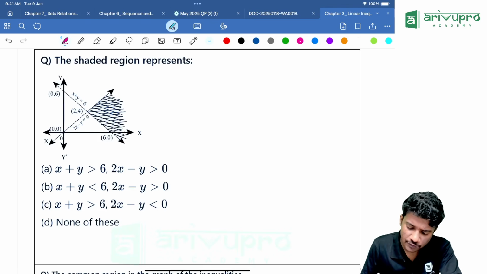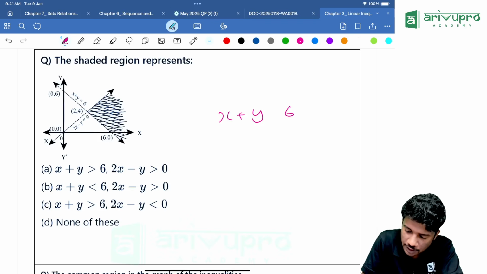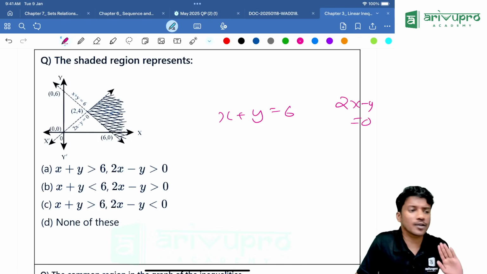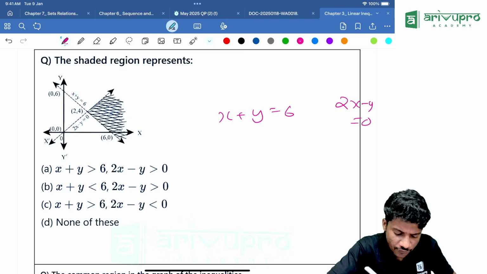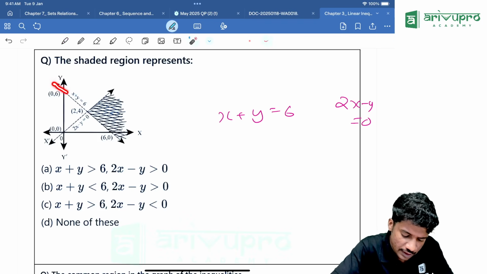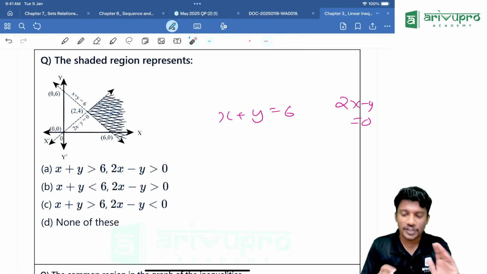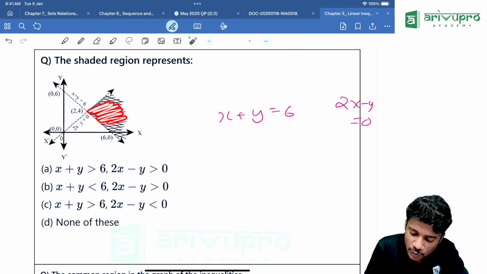So what are the graphs? Looking at the graph, we know that it is x plus y is equal to 6 and 2x minus y is equal to 0. Those are the two graphs given in the question. Correct? So the graph is like this only. Whatever is given there, that is the graph. That is x plus y and 2x minus y. Now we need to check. The area should be looking towards this side.